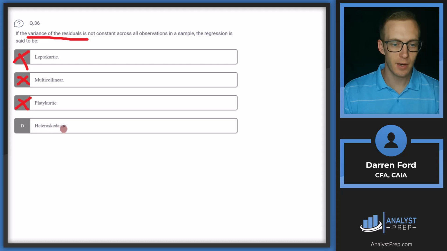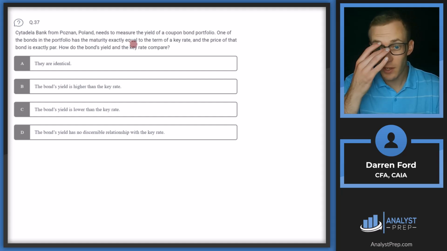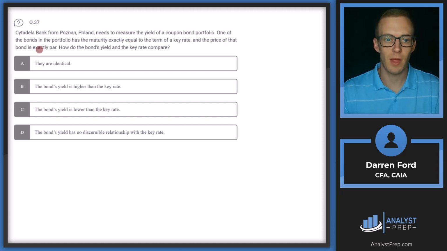And then D, heteroscedastic, this is going to be our answer. It's essentially defined right up here. It's when the variance of the residuals is not constant across all observations in a sample. So we'll go with answer D. Question 37. Cytadela Bank from Poznan, Poland needs to measure the yield of a coupon bond portfolio. One of the bonds in the portfolio has the maturity exactly equal to the term of a key rate, and the price of that bond is exactly par. How do the bond's yield and the key rate compare?